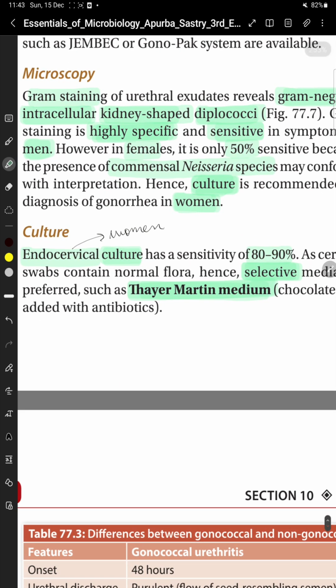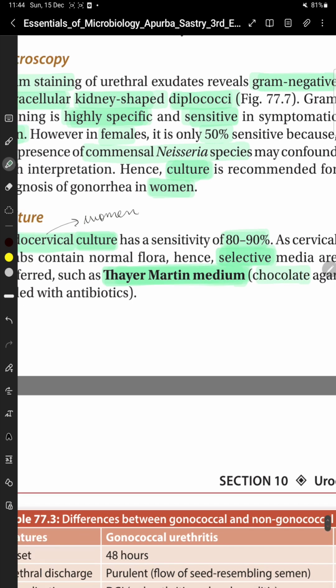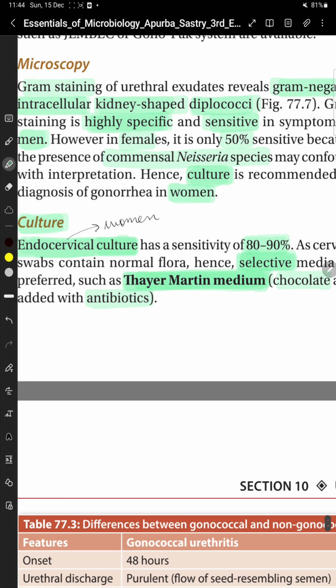For culture in women, the endocervical culture has a sensitivity of 80 to 90%. Because there are so many commensal Neisseria as normal flora, we have to use a selective medium, that is Thayer Martin medium. Thayer Martin medium is chocolate agar with added antibiotics.